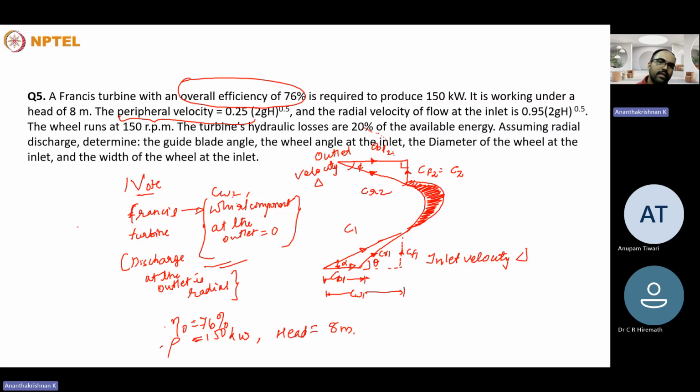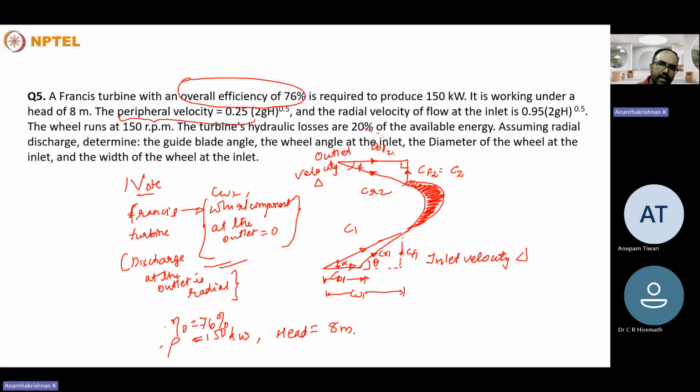Once you get the diameter, you need to calculate the width. You have to determine the discharge. Discharge will be equal to pi D into the width of the wheel. That will be area multiplied by the flow component of the velocity CF1 at the inlet. So the only component which we have to determine to obtain the width is the discharge. How to get the discharge? Only using the overall efficiency.